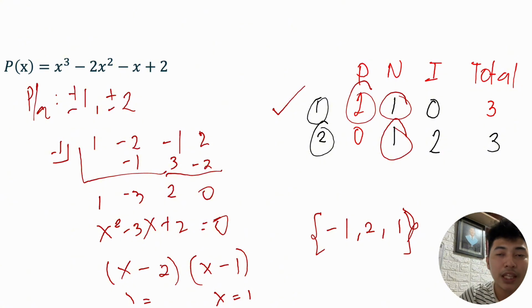So, para saan ba si Descartes' rule of signs? It lessens yung pagtetest natin sa rational root theorem. Let's say na-test mo na si negative 1. Isa lang naman yung negative roots ni given p of x. So, ibig sabihin, hindi mo na itetest si negative 2 or kaya yung other negative numbers.